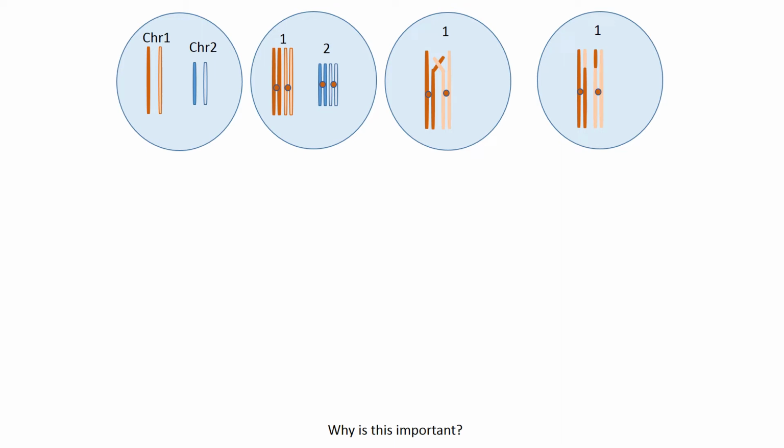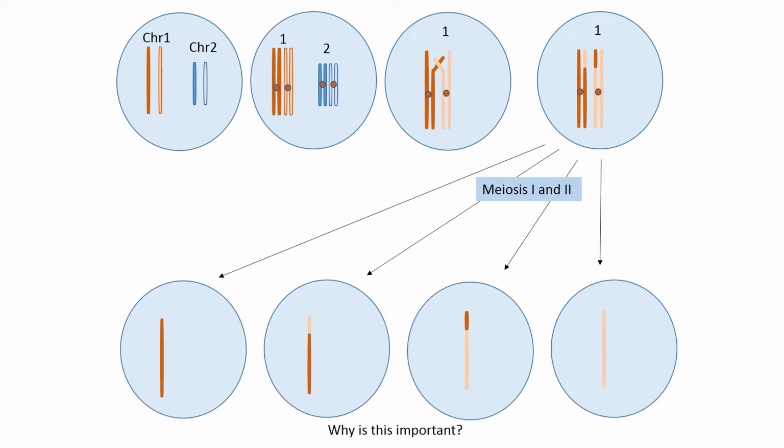I'm just going to work with chromosome 1 for these next 2 cells just for simplicity. Here you've got crossing over happening. Here's after crossing over, you've got a little bit of that pink one on there, a little bit of that brown one on that chromosome. So you go through meiosis 1, meiosis 2, you split them all apart.